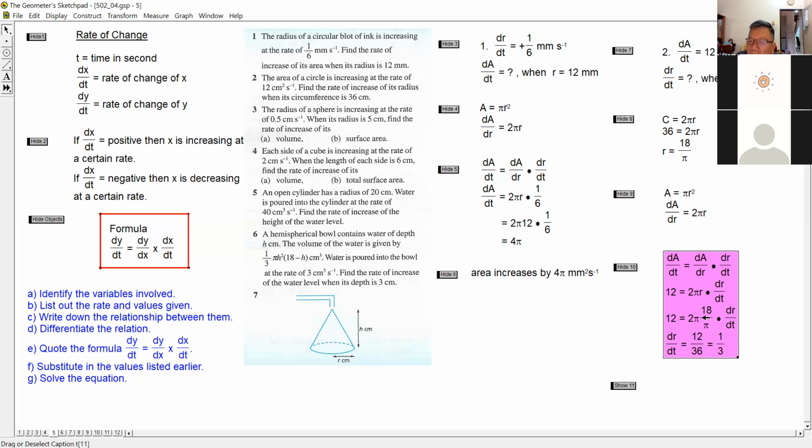Then how much is the r? You found out here already: r is 18 over pi. Then you put inside. You see, earlier on they gave us the C, we don't know r. So you have to find out the r and put inside. So put inside, cancel, become 36. 36 bring over the other side, cancel, cancel, 1 over 3. Now, can you describe to me in words, like just now, what is the meaning of dr over dt? dr over dt is positive 1 over 3. So what does that mean?